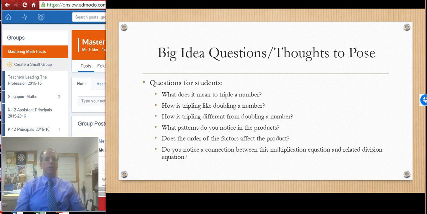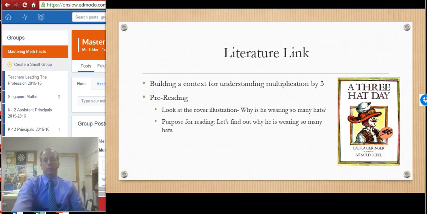What patterns are we seeing? Does the order matter? And then do we notice a connection between multiplication and division? So a lot of these, again, you're going to start to see become the same question just with new facts, right? So that becomes comfortable for kids and adults as well.